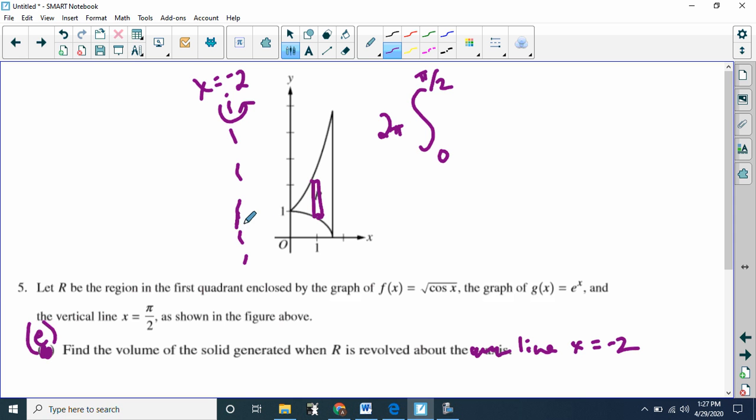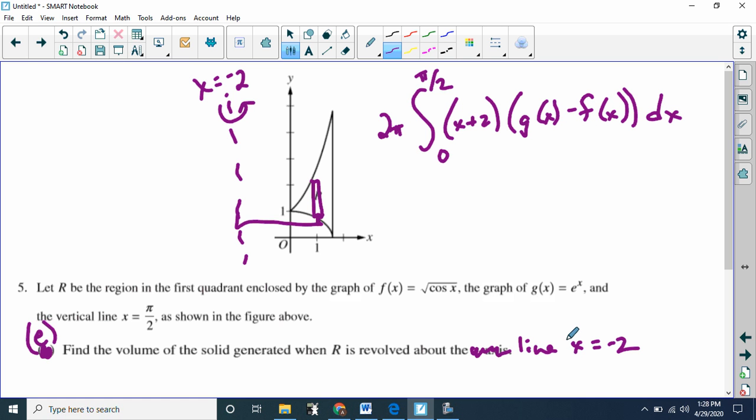Notice the radius changes. This is the x value, but then it's 2 more than that. So my radius is now x plus 2. But the height does not change. The height is still g minus f. If we were over here at maybe x equals +2, my radius in this case would be 2 minus x instead of x plus 2.